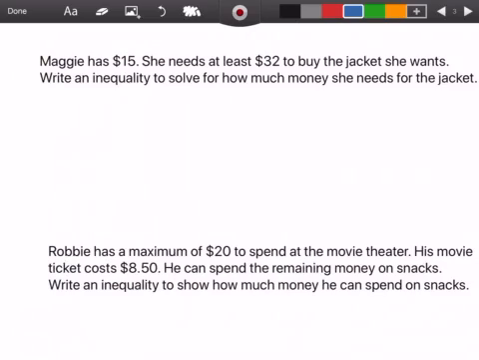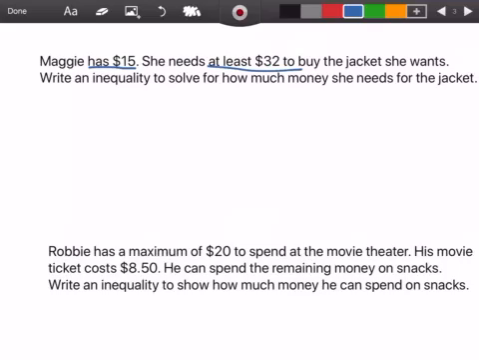It says Maggie has $15. She needs at least $32 to buy the jacket she wants. Write an inequality to show how much money she needs for the jacket. So she has $15. She needs at least $32.